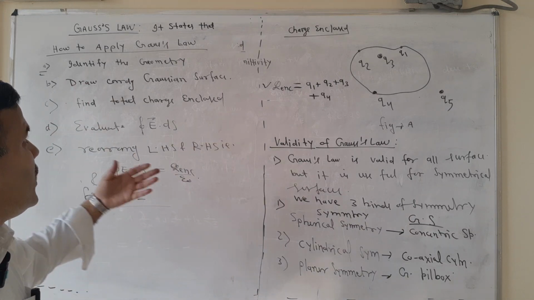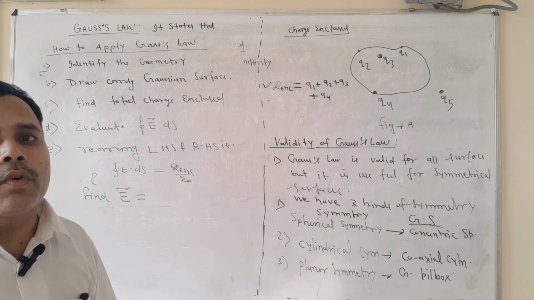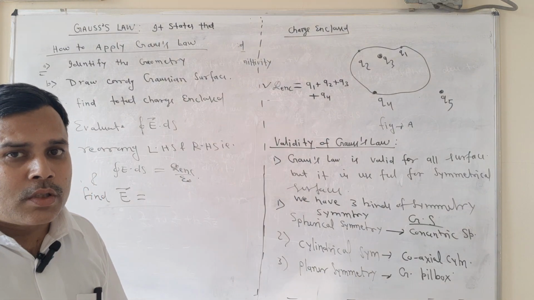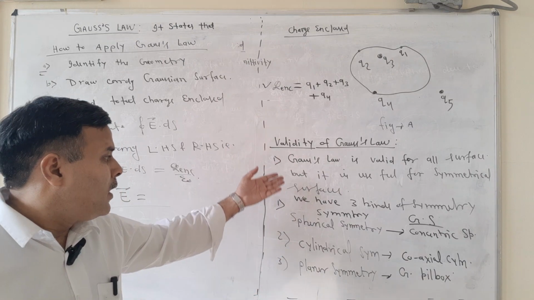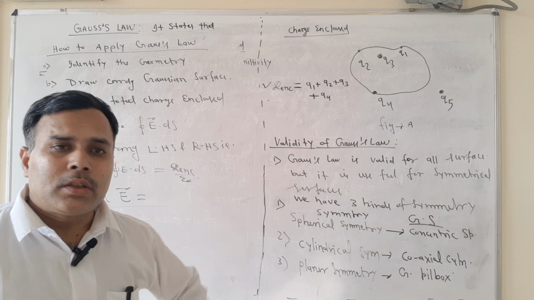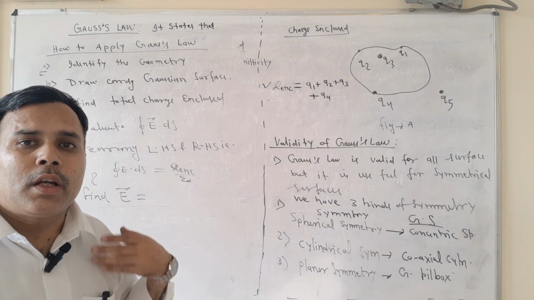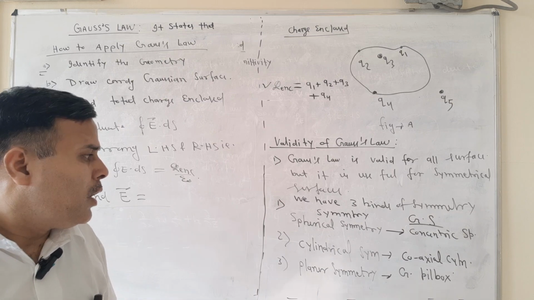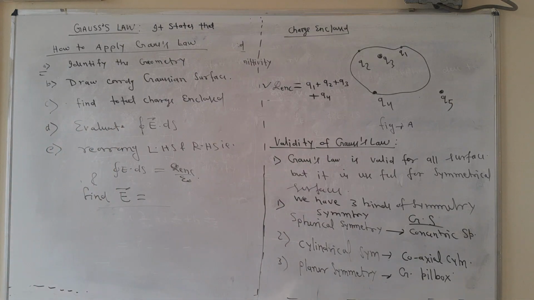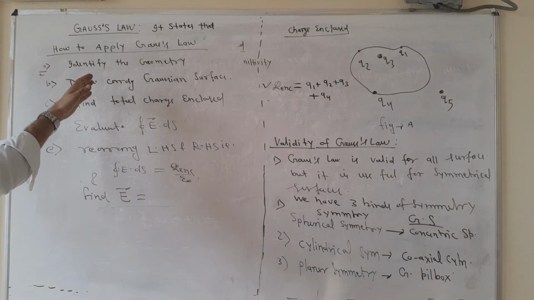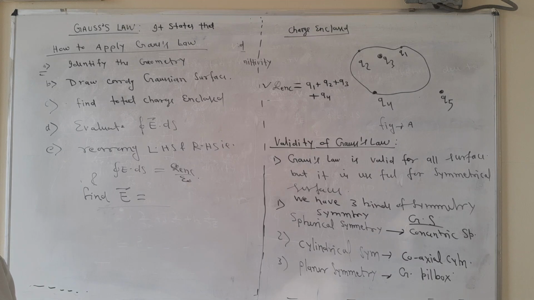I think it's all about the Gauss law. What is Gauss law? Its differential form, its integral form, concept of charge enclosed, validity of Gauss law, and symmetry and corresponding Gaussian surface. We have three different kinds of symmetry, and corresponding to these we have three different kinds of Gaussian surface, and these are the steps through which we can apply the Gauss law in order to find out the electric field. So it's all about the Gauss law.